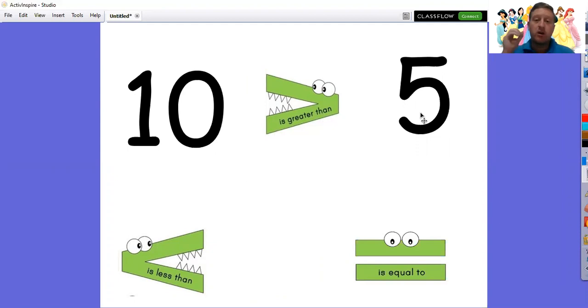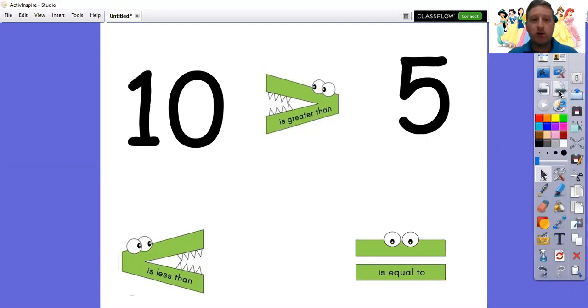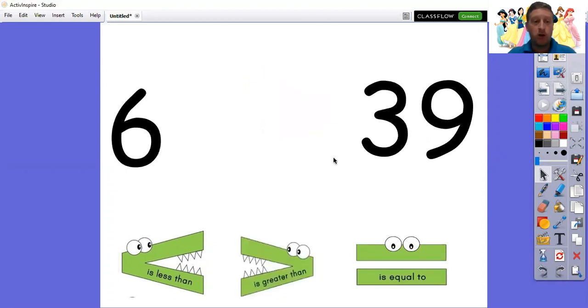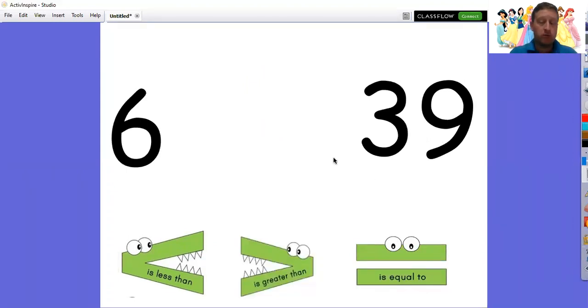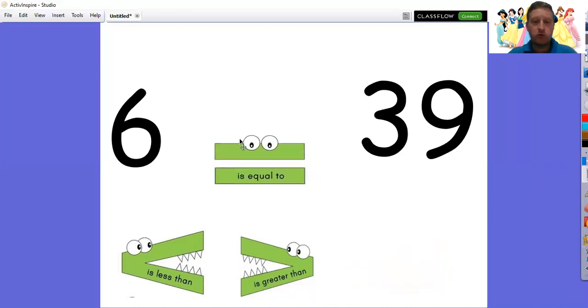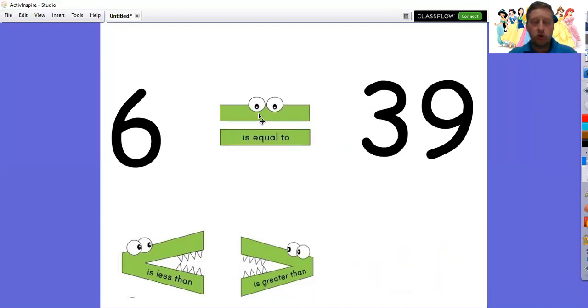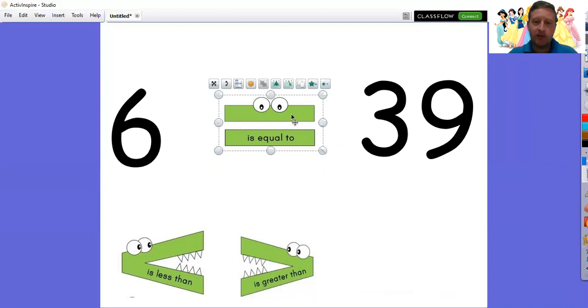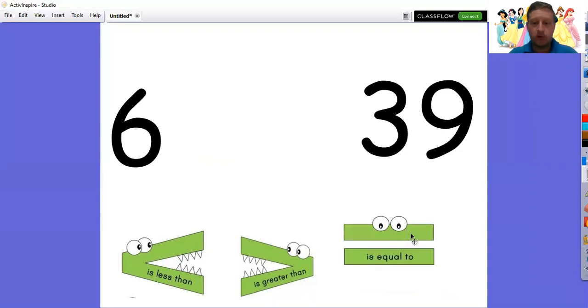Okay, so remember, the crocodile will always eat the biggest number. Let's take a look at another example. Now we have a small number and a big number. We have number 6 and we have number 39. Now, if the two numbers were the same, we would use this one. But now 6 and 39, they're not the same number. So we cannot say equal to.